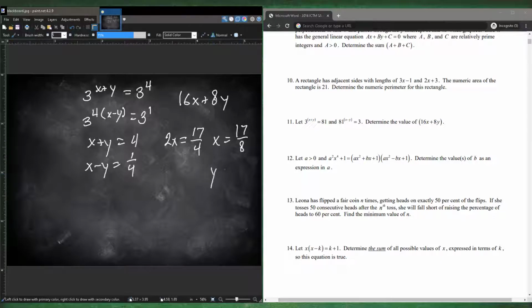Okay, so plug it back in to get our y. So then this is 16 over 4. Actually, that's 32 over 8, right? Because we want the same denominator. So that's going to be 15 over 8. Okay. So 16 times 17 over 8. So the 16 divided by 8 is 2. So 2 times 17 is 34. And 8 times 15 over 8 is 15. So add that together. That is 49 for your answer for number 11.